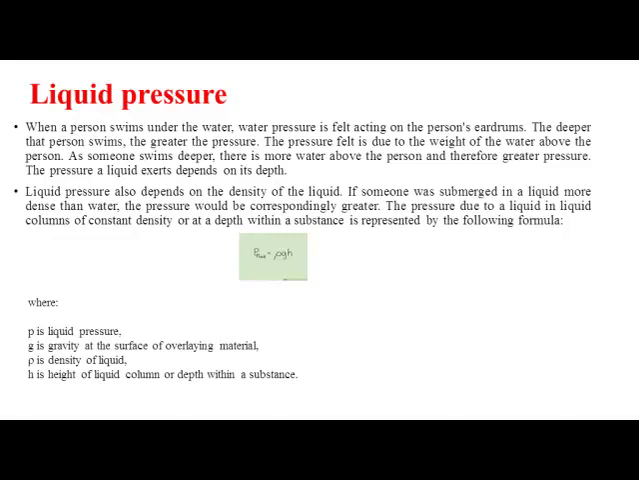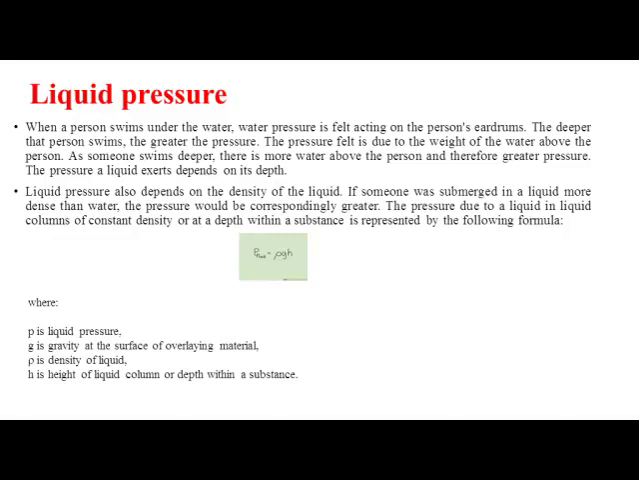The pressure a liquid exerts depends on its depth. Liquid pressure also depends on the density of the liquid. If someone was submerged in a liquid more dense than water, the pressure would be correspondingly greater. Because we know that density, viscosity, these are all phenomena that vary from liquid to liquid. So if a liquid has higher density, its pressure will automatically be higher.